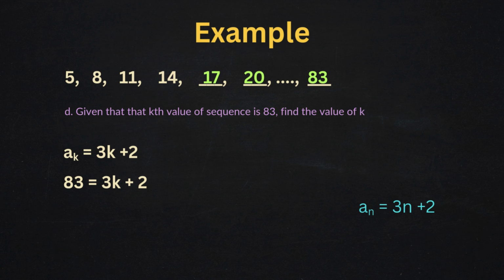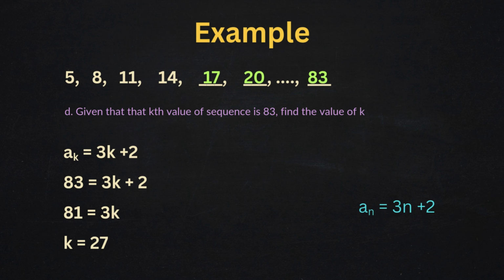This gives us 83 equals 3k plus 2. By solving, we get 81 equals 3k, and finally, k equals 27. So the value 83 is at the 27th position in the sequence. Therefore, the value of k is 27.